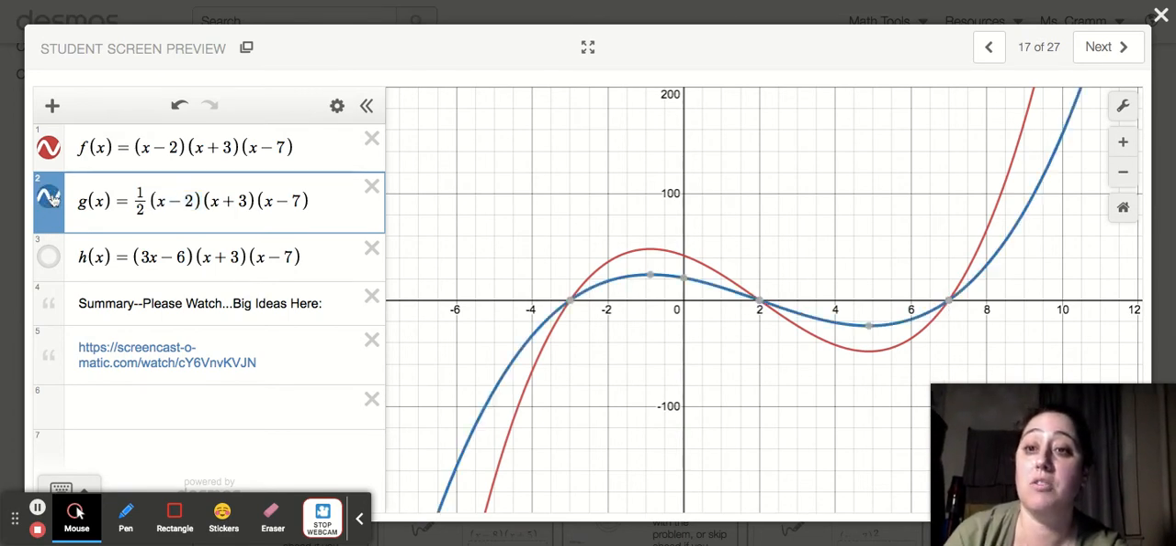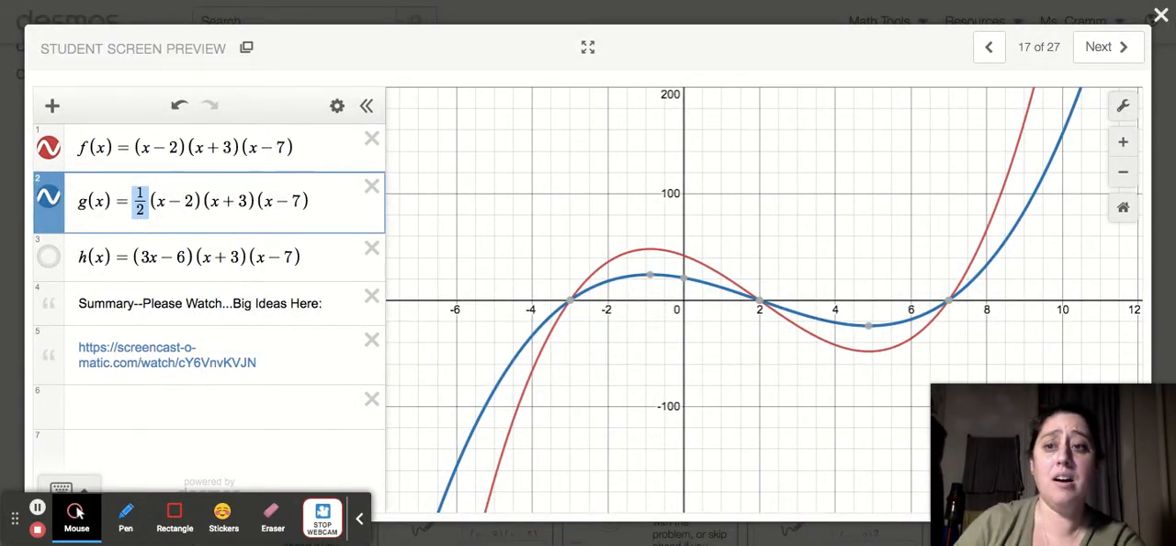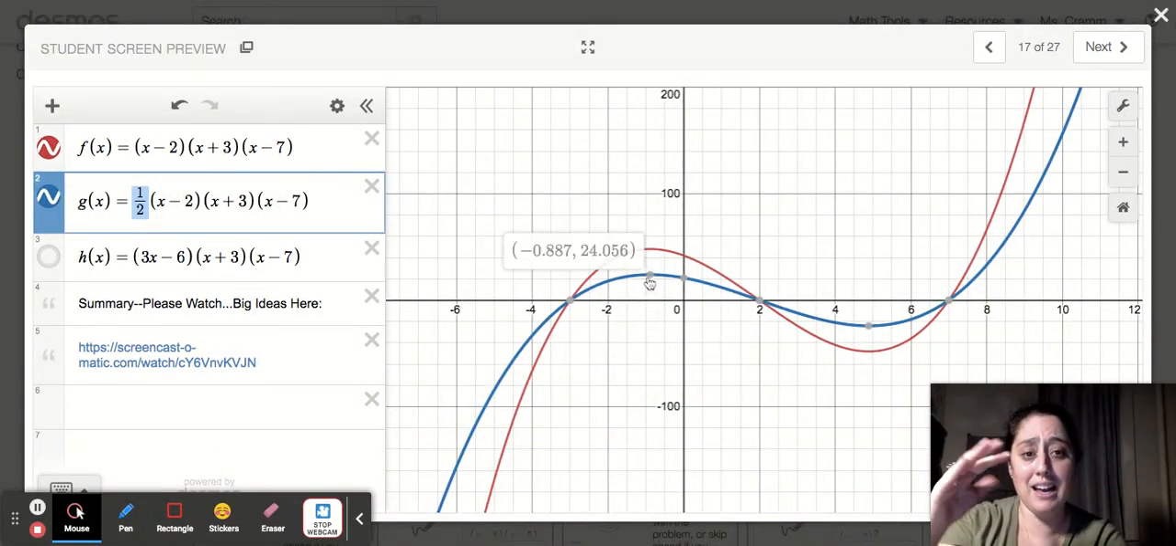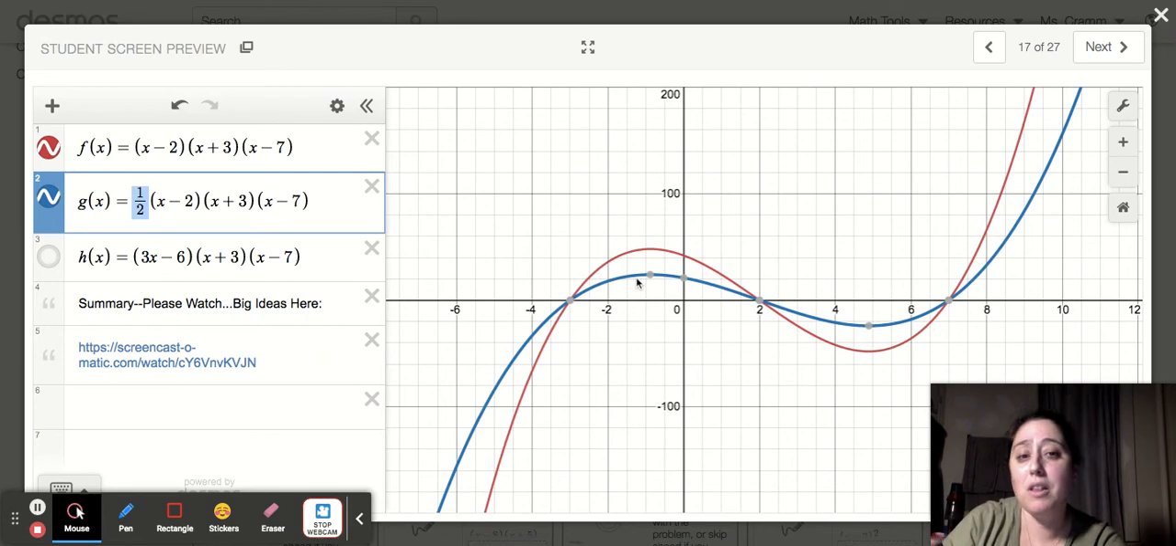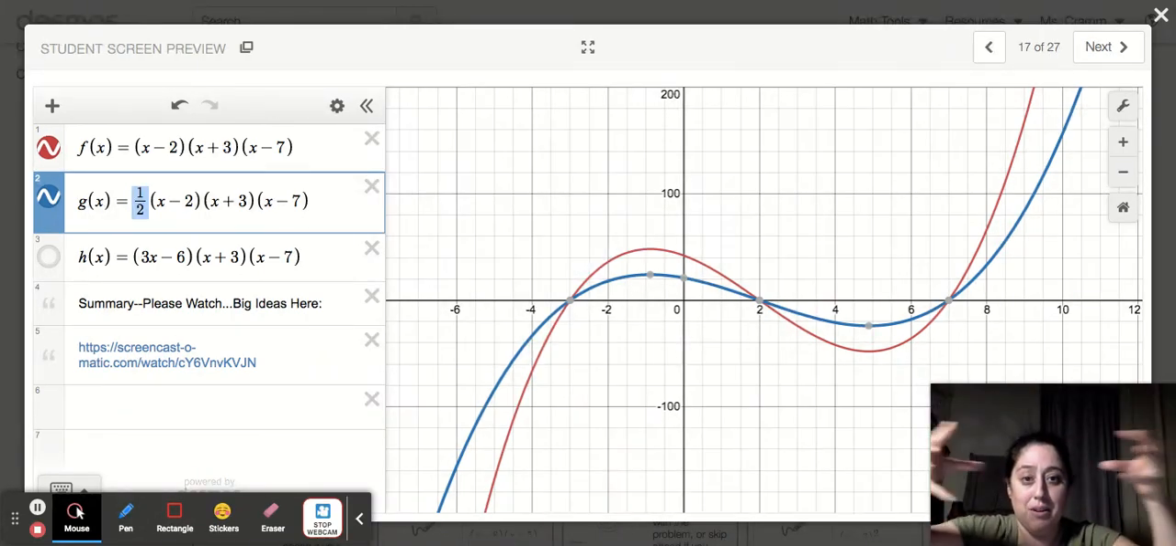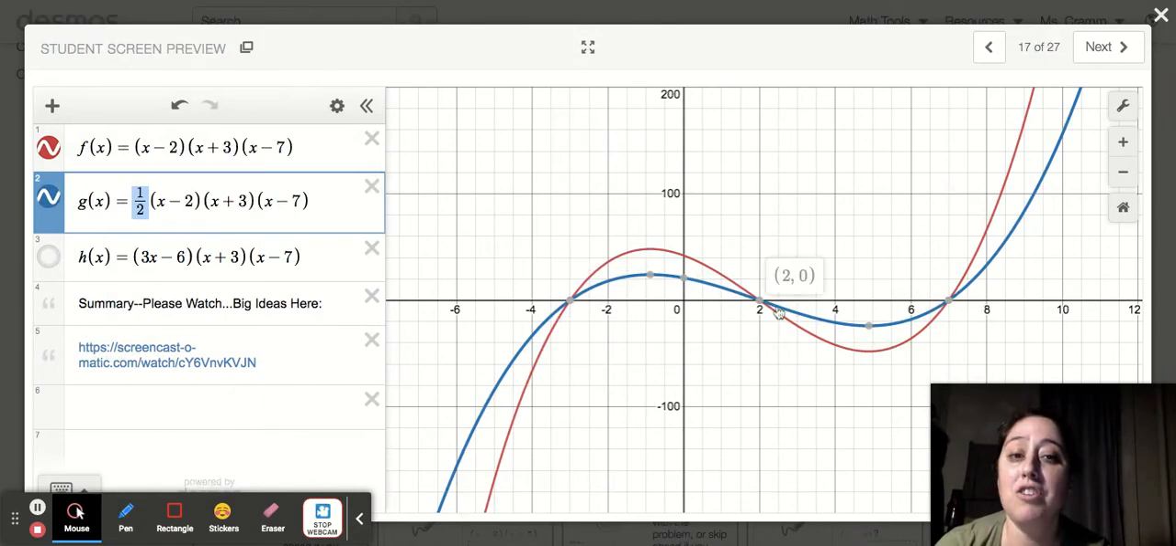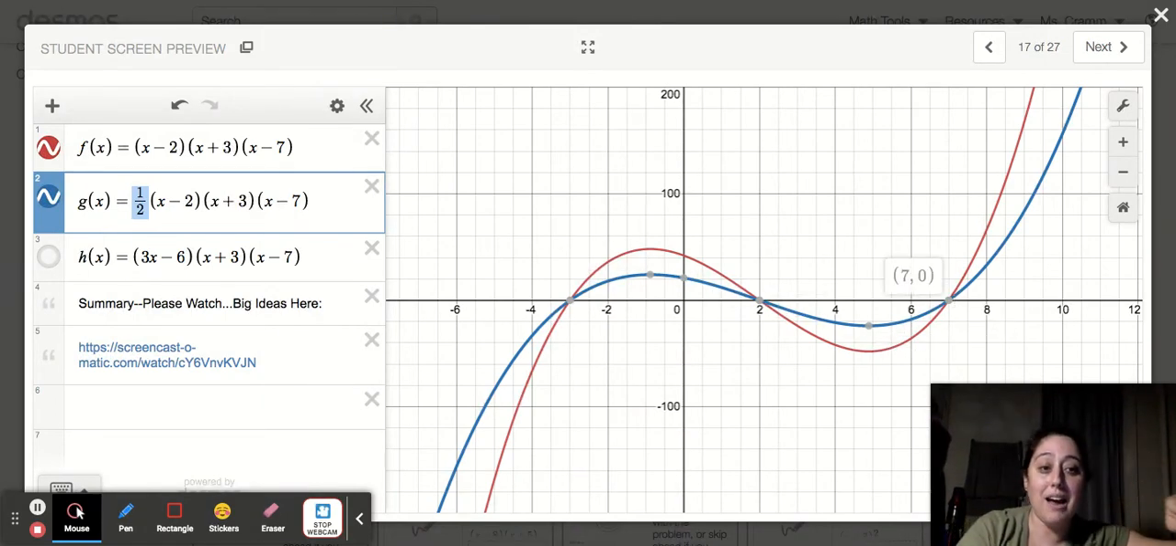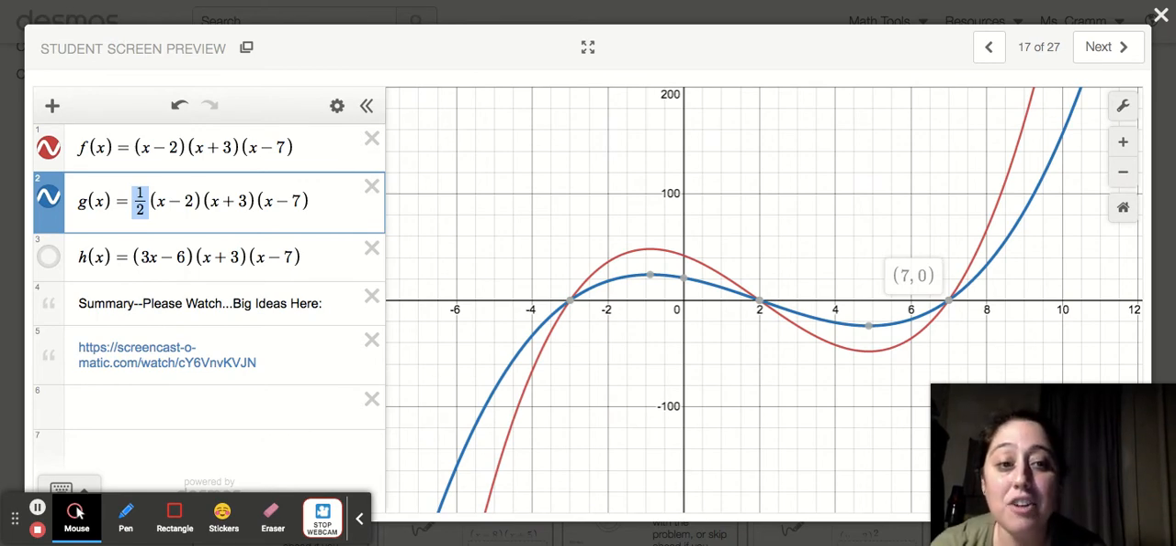All right, so I'm going to turn this one on. So if you notice, the effect of this 1/2 made it a little bit lower. It kind of stretched it out a little bit like this way, right? So it changed the shape of it, how high up it went, how low it went, but it did not change where it hit the x-intercept, the x-axis.